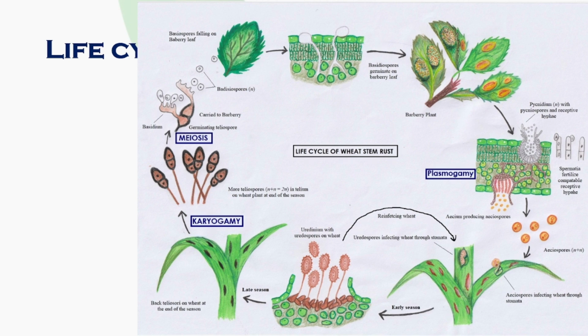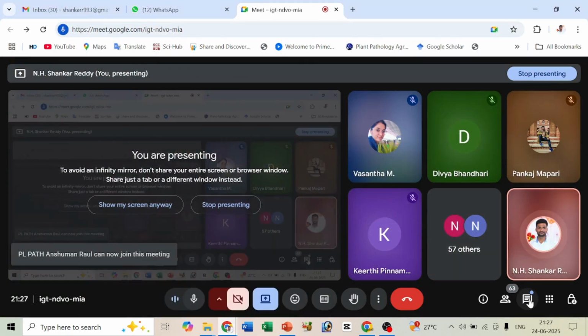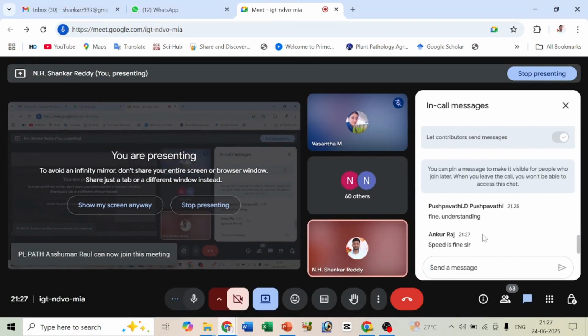Anyway, I'll definitely take it into consideration from bacteriology, not from mycology, because one more class is left for mycology. So the next class is all about anamorphic fungi. We'll finish anamorphic fungi. From bacteriology onwards, I'll definitely keep time. 8:30 to 9:30 means 8:30 to 9:30. But for today and tomorrow, please adjust, and from next time onwards, we'll definitely keep the time. Okay.